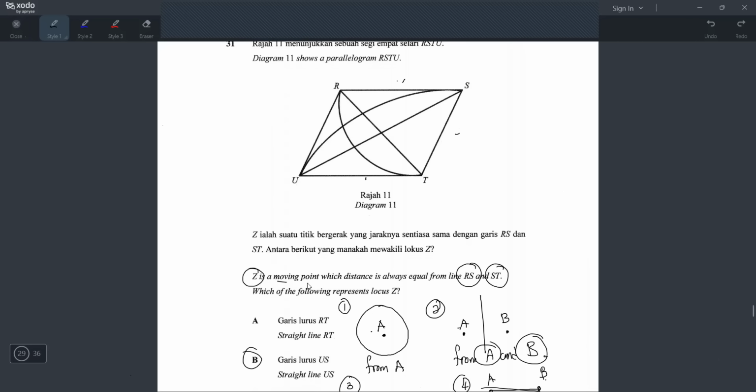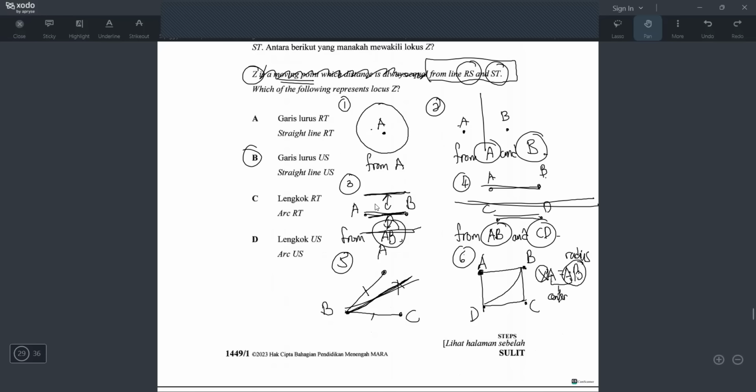Z is a moving point, means it's a locus. Locus is about moving point. Which distance is always equal from line RS and ST? Which of the following represents locus Z? You don't have to read all this because when you're doing locus questions, these are not important. We only care about this. From RS and ST, you tell me. Type number 1, 2, 3, 4, 5, 6. Which type of locus question is this?